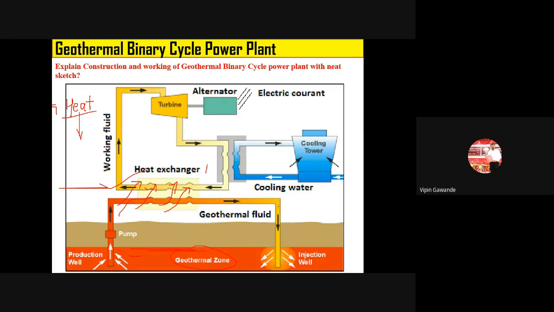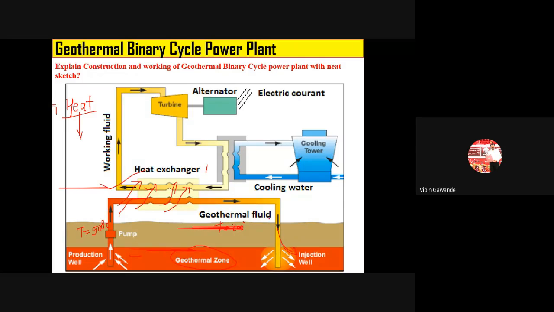Okay, so this is the injection. So that fluid is there. Now what will happen to this fluid? Suppose it comes at a temperature of 500 degrees Celsius. After rejecting heat, its temperature becomes, let us say, 200 degrees Celsius.